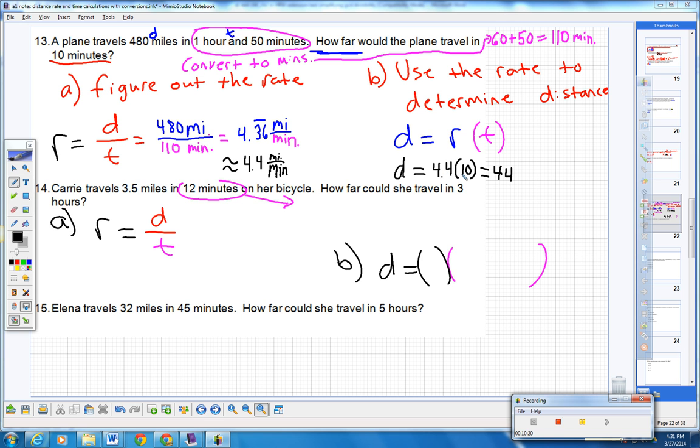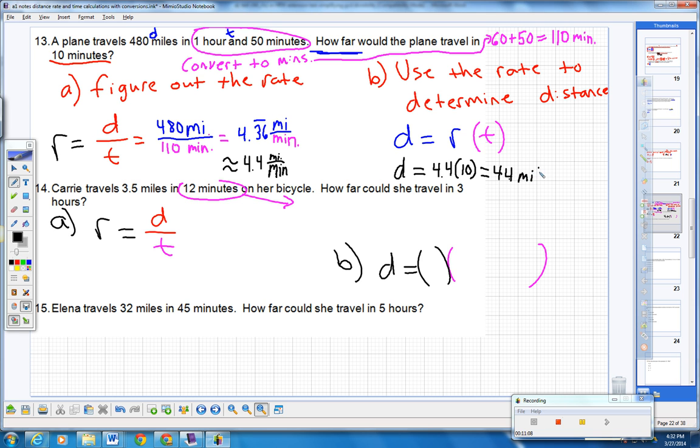Traveling at that rate for 10 minutes means we're going to multiply by 10. Where does our 10 come from? Our 10 comes from up here. That's our new time. I understand there was a time up there, but we were just using that to get the rate. 44. Many students struggle to put the units. 44 what? What were we trying to answer? We were trying to answer how far. And we look back here. We were measuring in miles, so 44 miles.